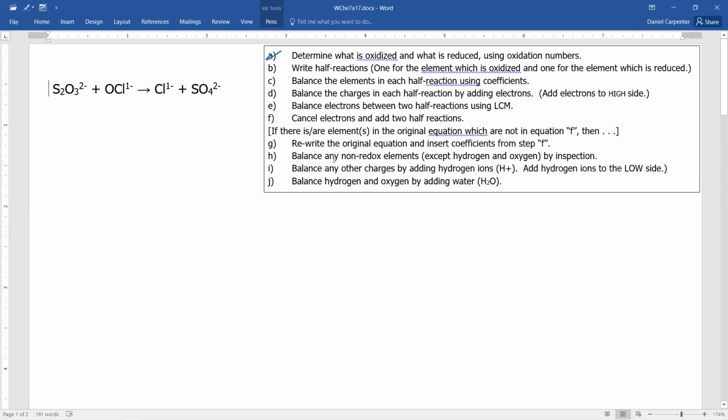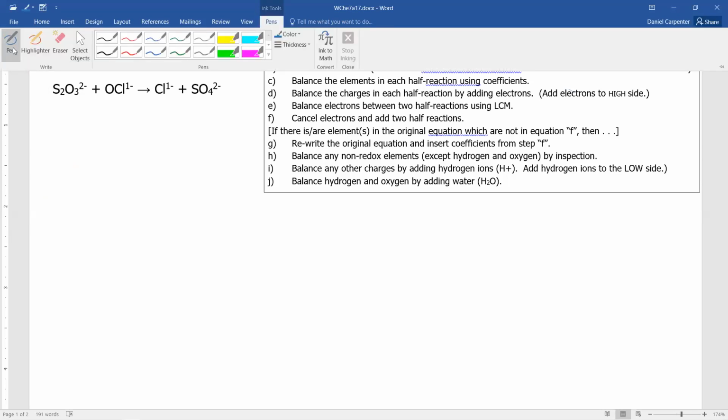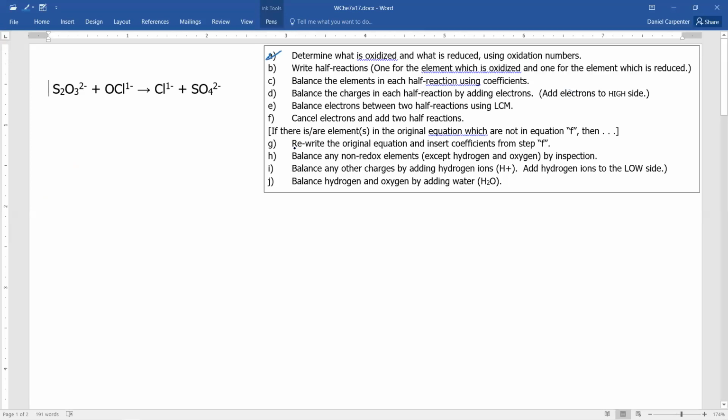When we get down to step G, where it says rewrite the original equation, this is what we write. We're not there yet. Anything we are about to write up top does not become part of the original equation. And we'll point that out again when we get down to step G. So we're on step A, determine what's oxidized and what's reduced.